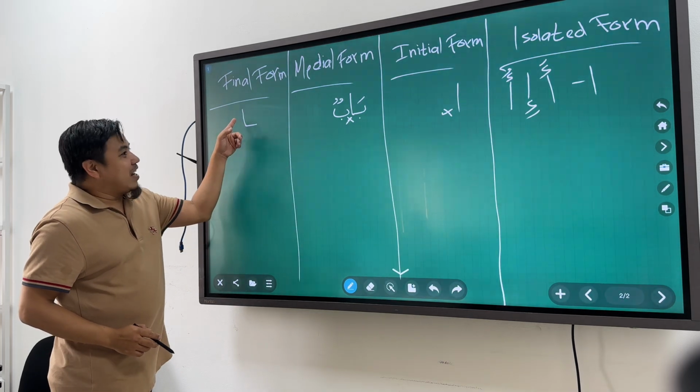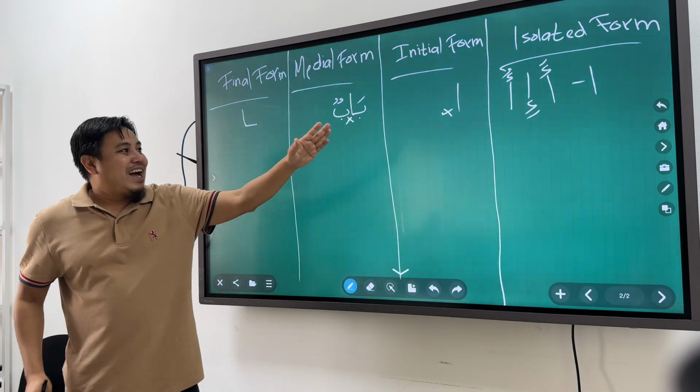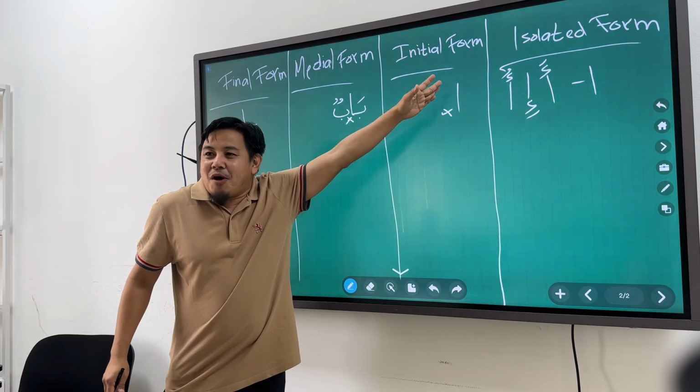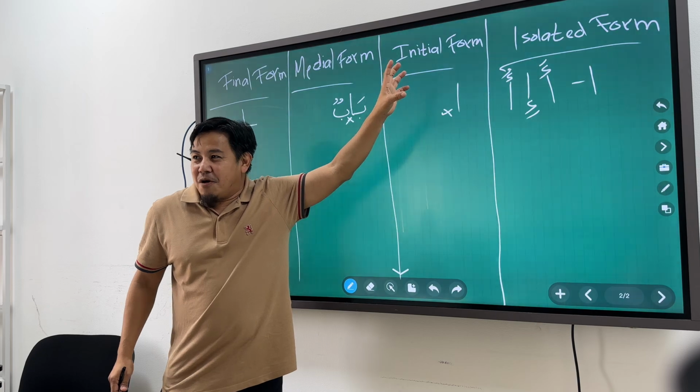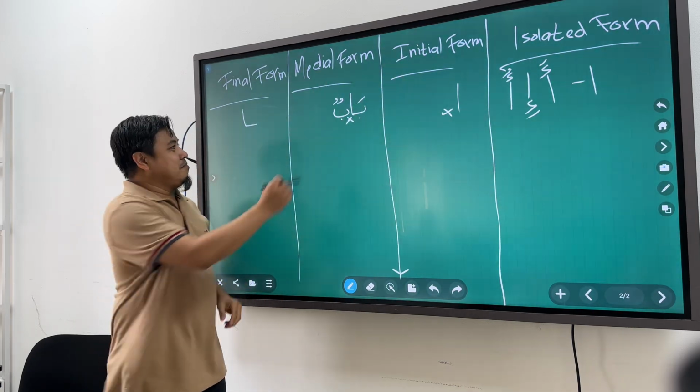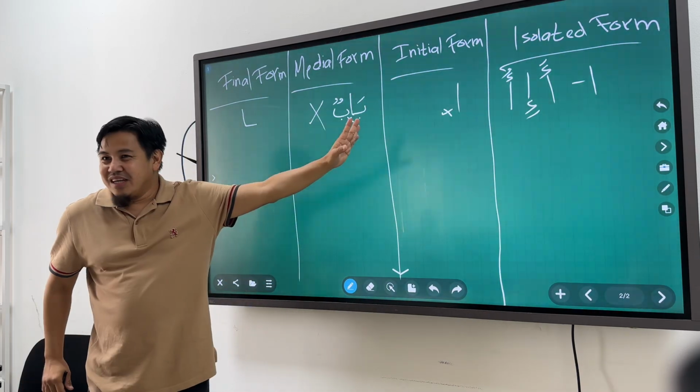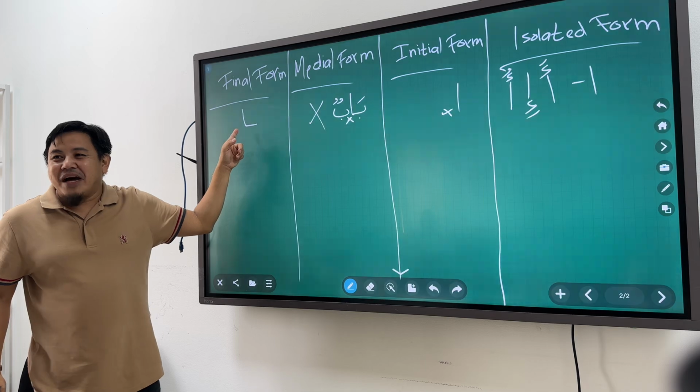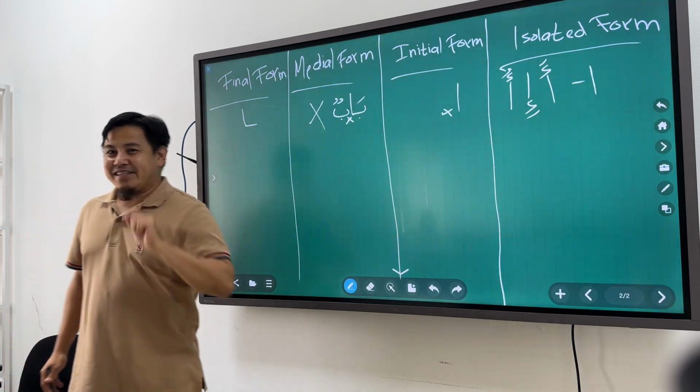Okay? So this is the Alif now. The Alif only has an initial form as an isolated form, no medial form, and has a final form, and that is Alif.